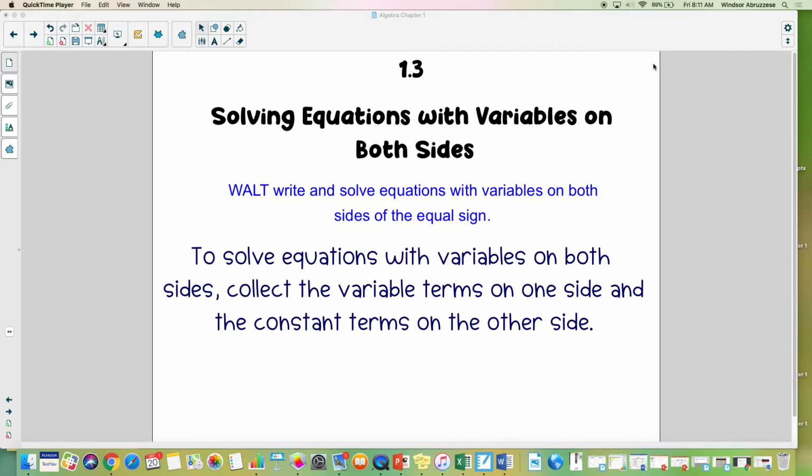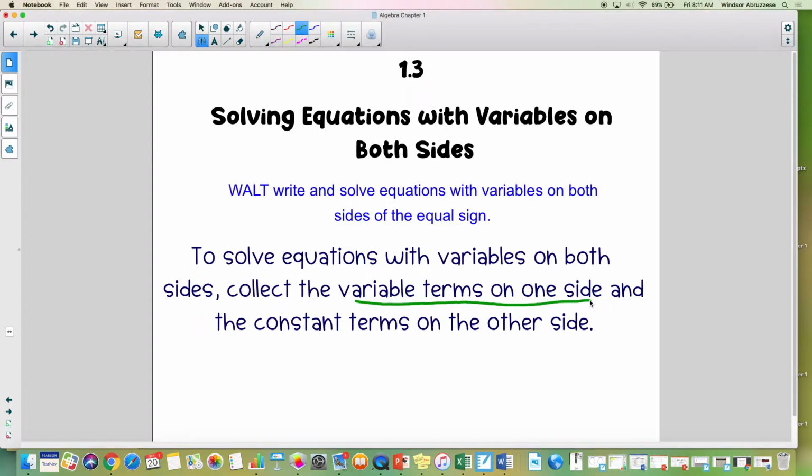Chapter 1, Section 3 is called Solving Equations with Variables on Both Sides. The learning objective is we are learning to write and solve equations with variables on both sides of the equal sign. So now you're going to see a multi-step equation where you have x's on the left and x's on the right.